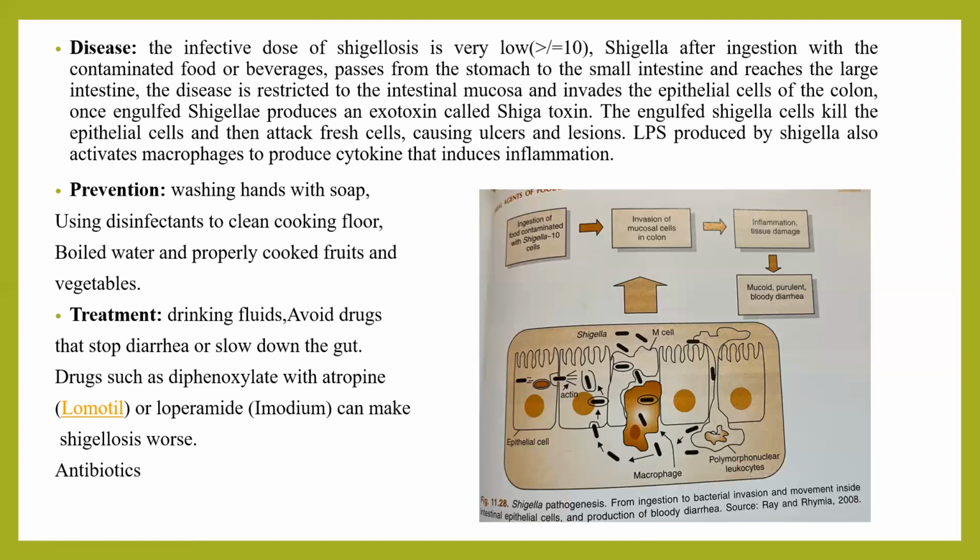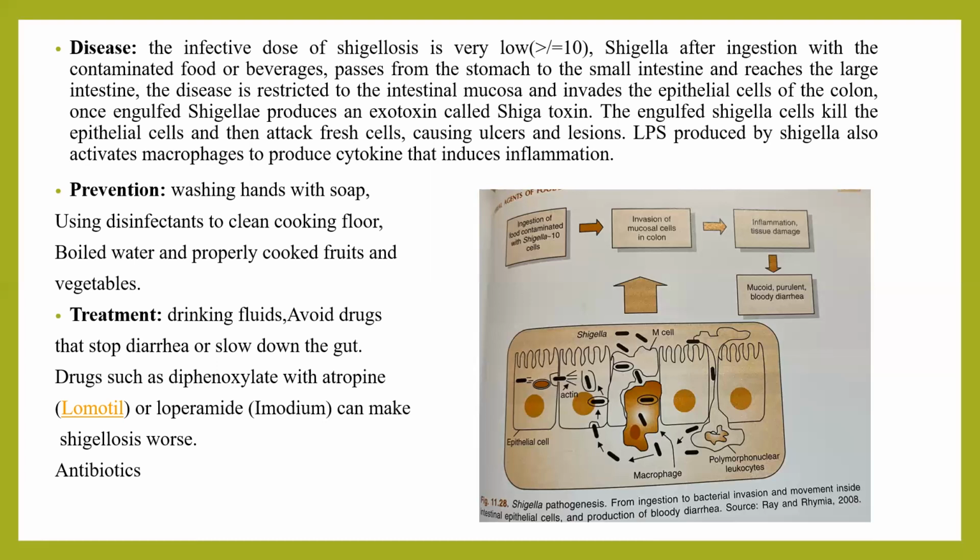In figure 11.28, you can see Shigella pathogenesis from the ingestion to the bacterial invasion and movement inside the intestinal epithelial cells and the production of bloody diarrhea. Ingestion of food contaminated with Shigella requires less than 10 cells, and then they invade the mucosal cells in the colon, followed by inflammation and tissue damage. Because of the tissue damage, you see the bloody diarrhea. The epithelial cells are mainly infected and affected by this Shiga toxin.